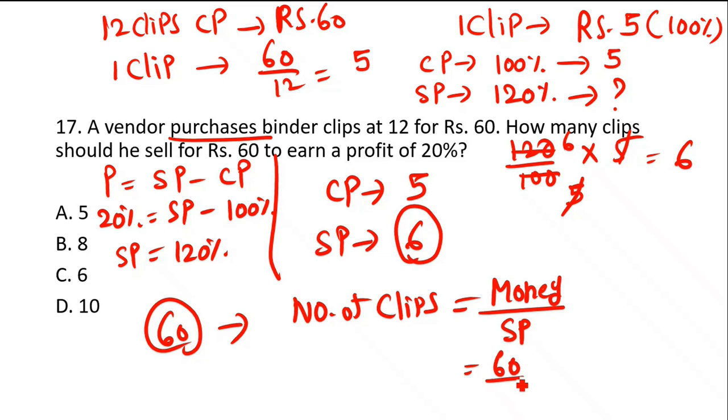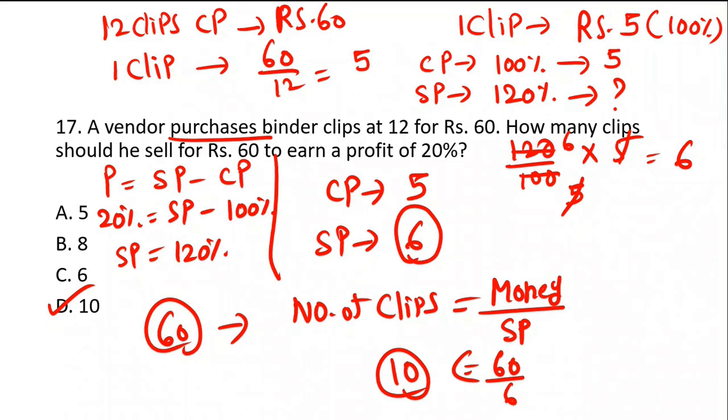60 rupees he will give. Each clip is 6 rupees. How many clips can you give to that particular person? 10 clips. Option D, 10 clips is the answer. Okay. Actually, without this calculation also you can solve. You can simply guess the answer.